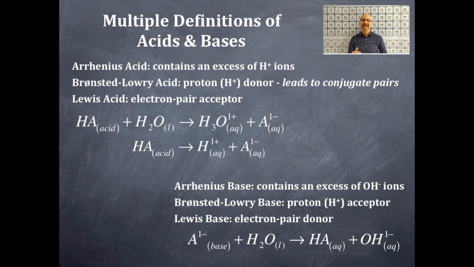Here's an example of a reaction with a base. We have A-, an anion, plus water gives me HA, that's actually going to be an acid, and a hydroxide ion. Notice that there are hydroxide ions on the product side, as opposed to the acids, which produce hydrogen or hydronium ions.